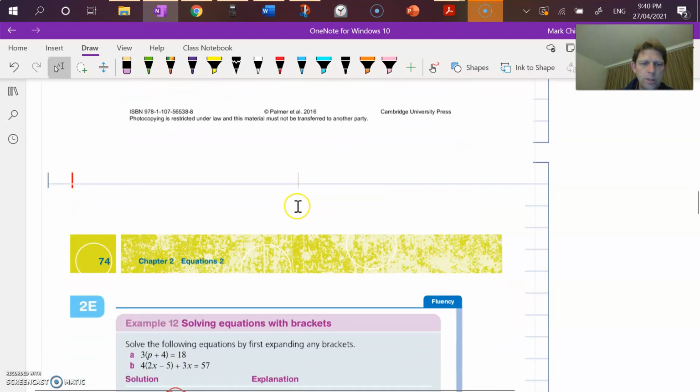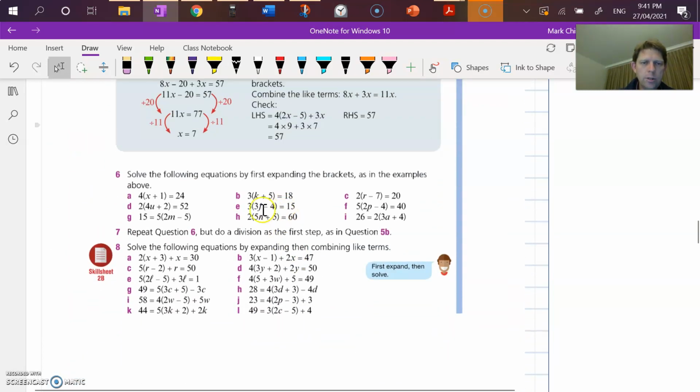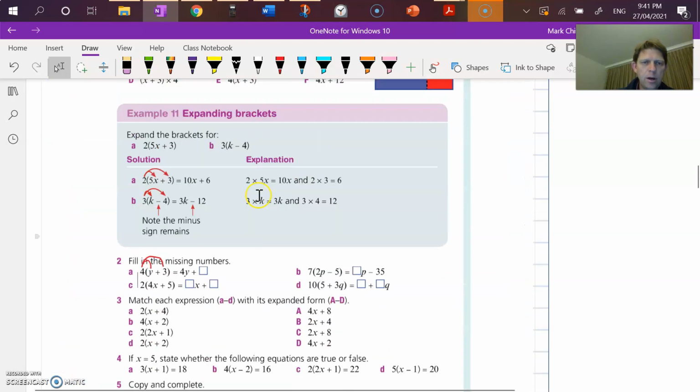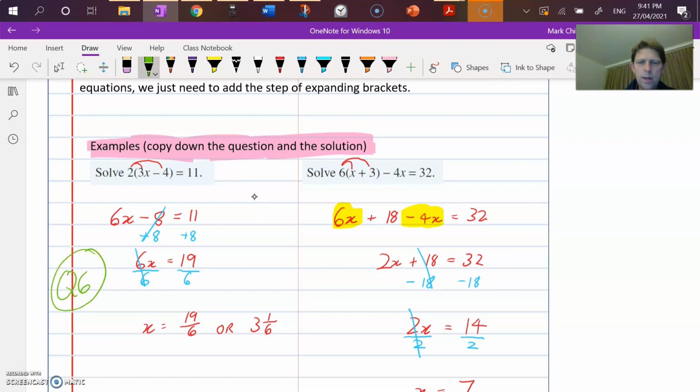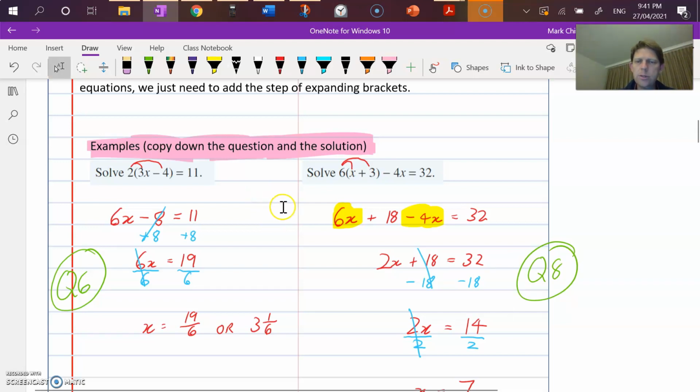Okay, question 6, we'll go down here to question 6. The questions in question 6 are a lot like the first example I've done here. So I might just write that there. So we might sort of put this here and say that's kind of question 6. Those ones there. And these ones over here are like the ones in question 8. So we can use those 2 examples to sort of help us out with both of those questions.